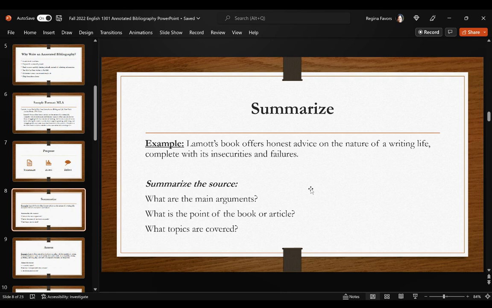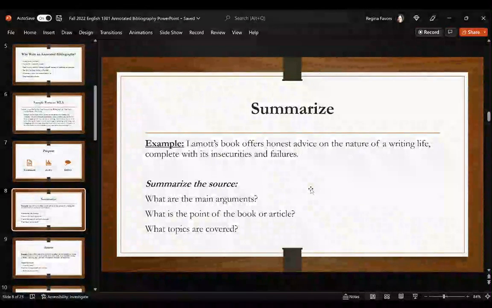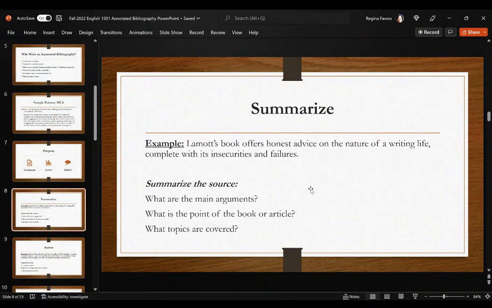So in this situation, Lamott is suggesting that the writing life is not some happy thing that you think it could be or should be, that it comes with insecurities and failures, meaning that there are times you can be insecure. There are times you write well, and then there are times you can feel insecure, and then there are times that you have failures. So the point of the book is to show you that the writing life has its own challenges, and the topics covered are basically the writing life and the emotional regulation that you need to adopt when you are engaging in and enduring the writing life.